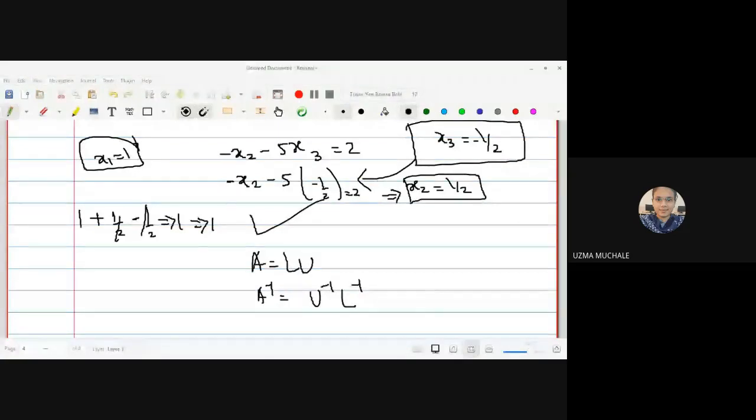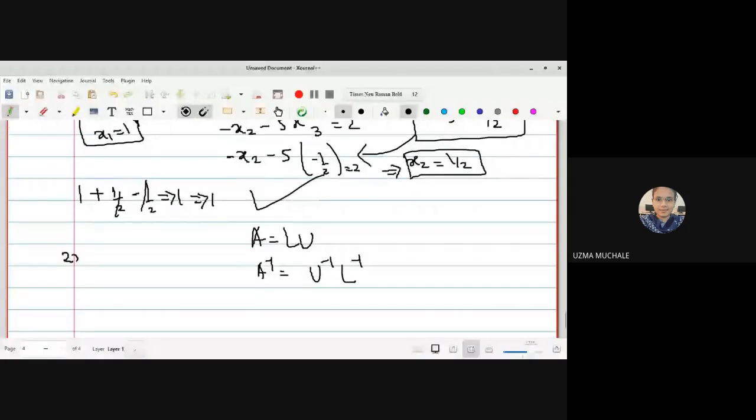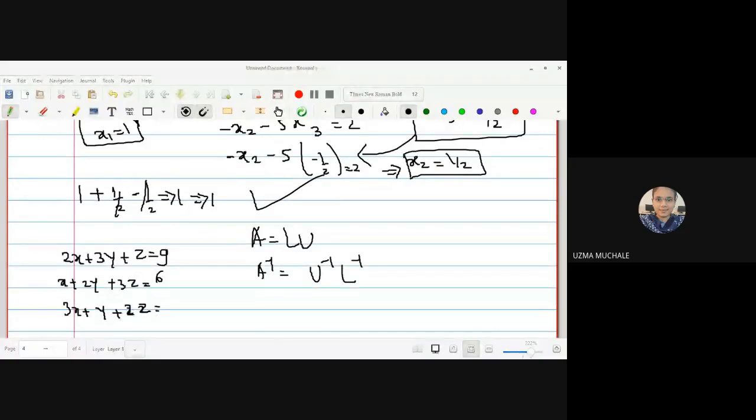Write this: 2x plus 3y plus z is equal to 9. x plus 2y plus 3z is equal to 6. 3x plus 5y plus 2z equal to 8. Solve it now and tell me the answers.